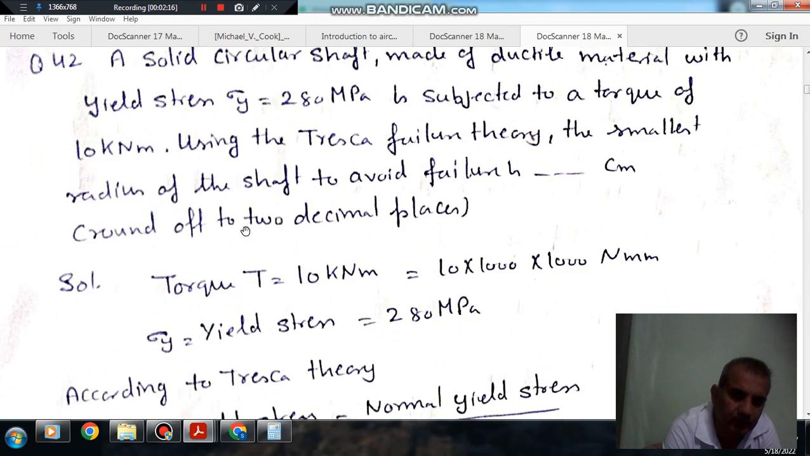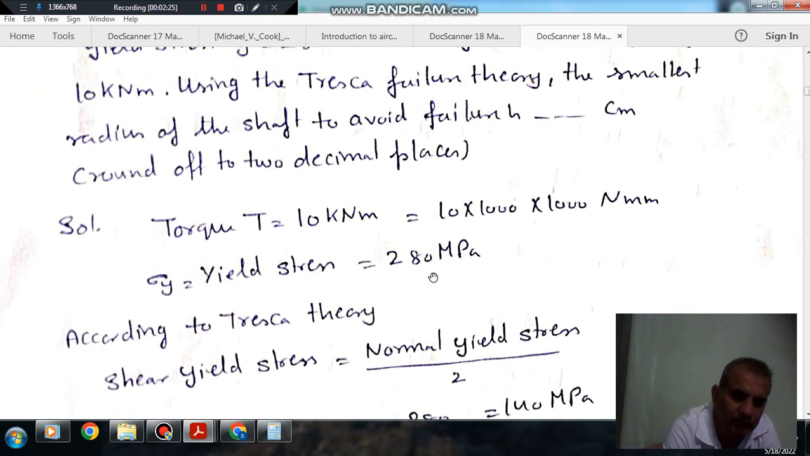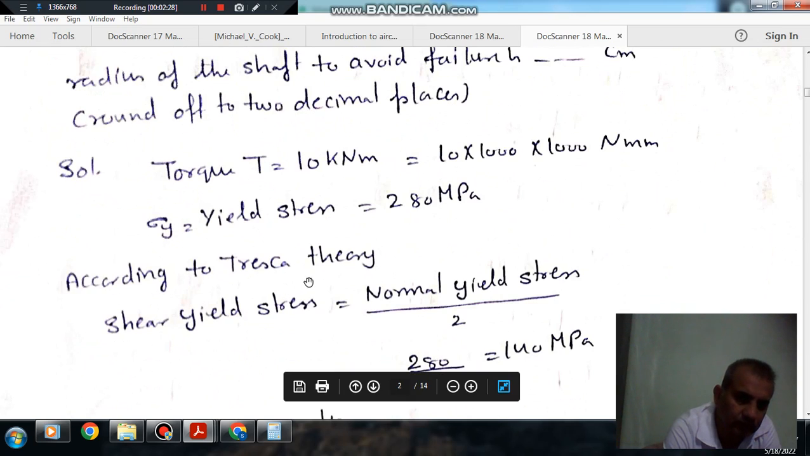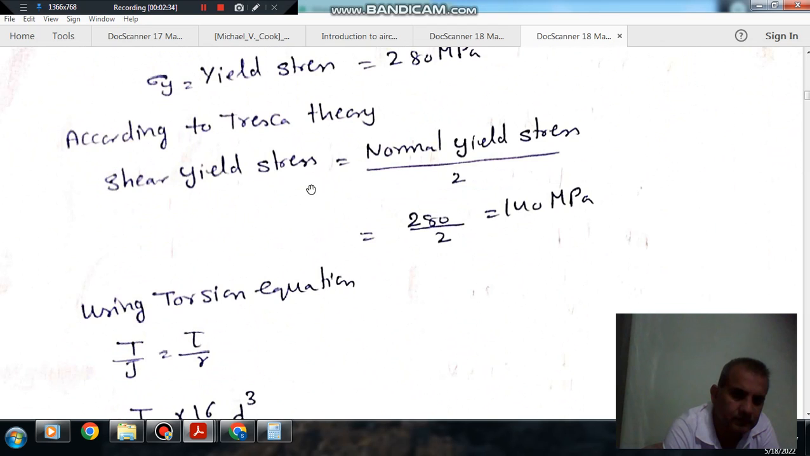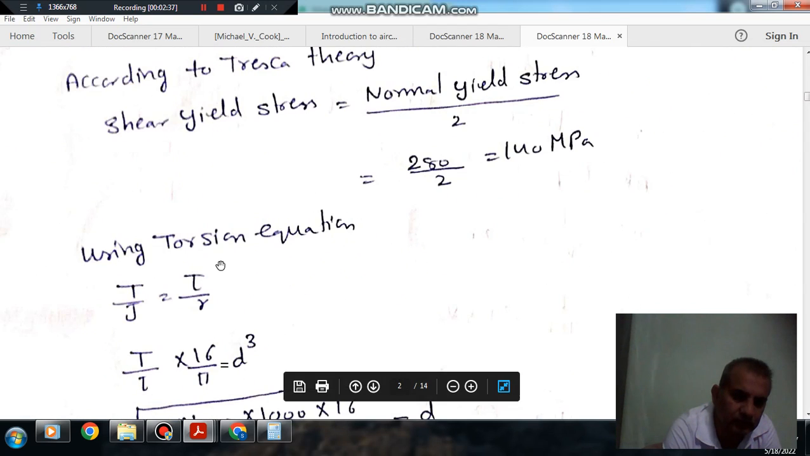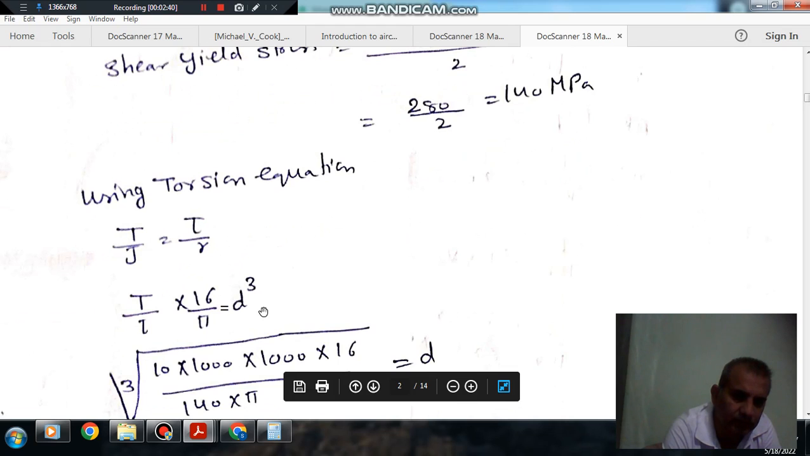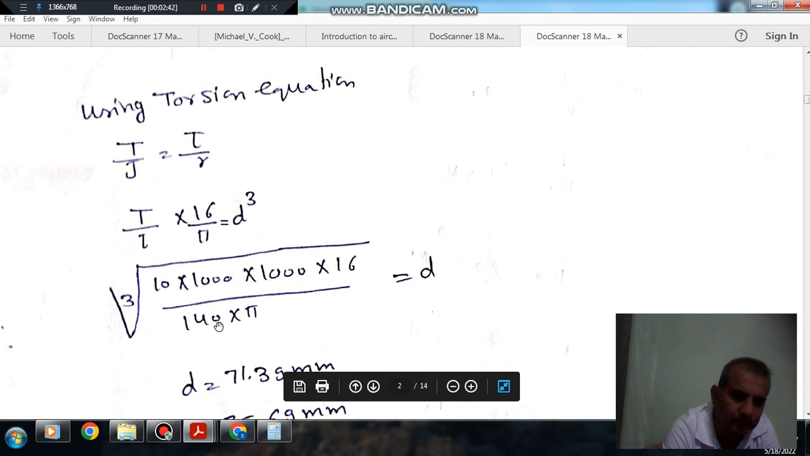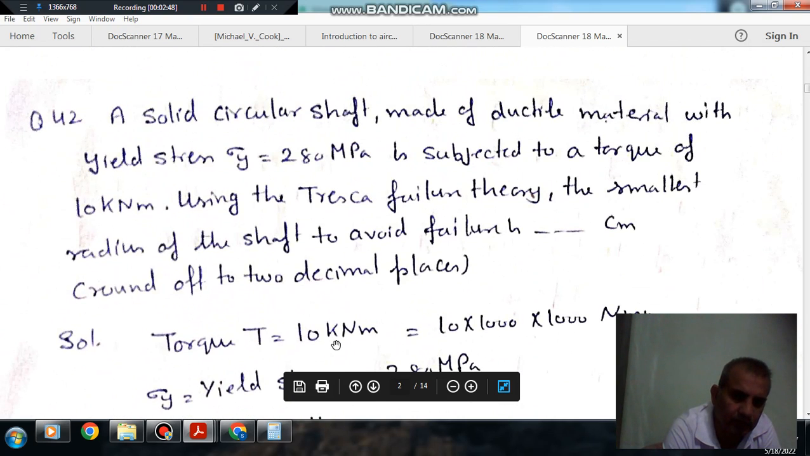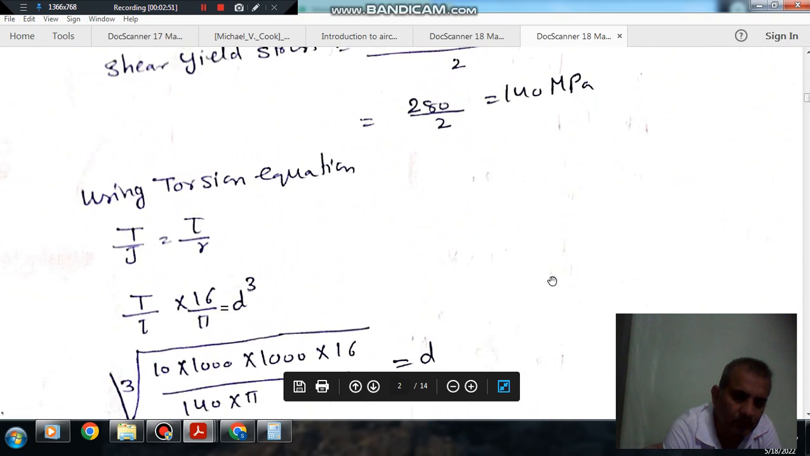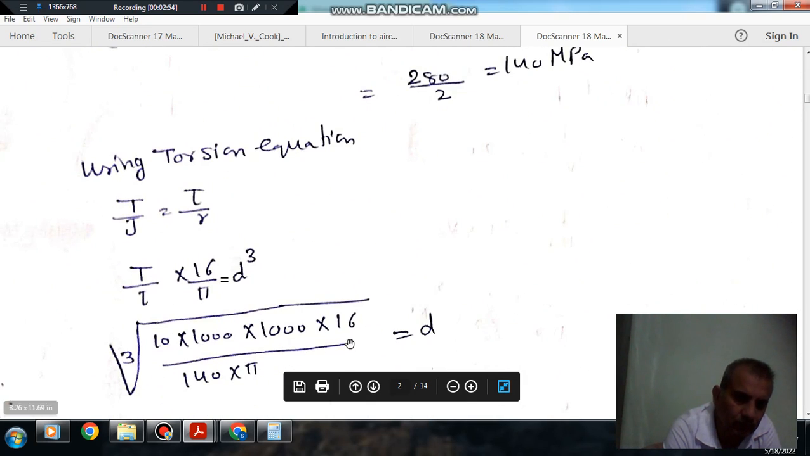So the torque is 10 kN meter, or 10 into 1000 into 1000 Newton mm. Yield stress is 280 MPa, and according to Tresca theory, shear yield stress is normal yield stress by 2, that is 280 by 2, that is 140 MPa. Using the torsion equation T by J is equal to tau by R, we can find out D cube. D cube is T into 16 by tau into pi. Putting the values, T is 10 into 1000 into 1000, this is 16, this is 140 for tau, and this is pi.